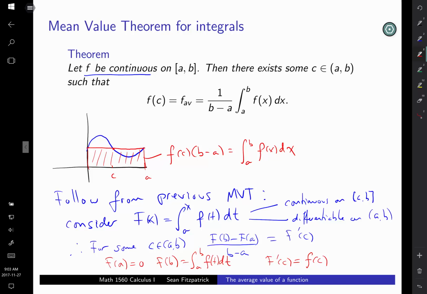Okay. So that's it for the theoretical stuff. We're going to move on to some practical stuff in the next couple of videos. We're going to look at how to do integration by substitution.